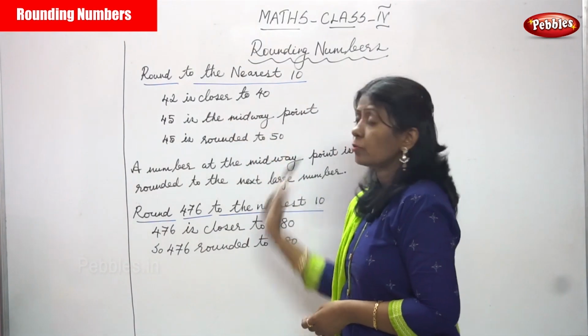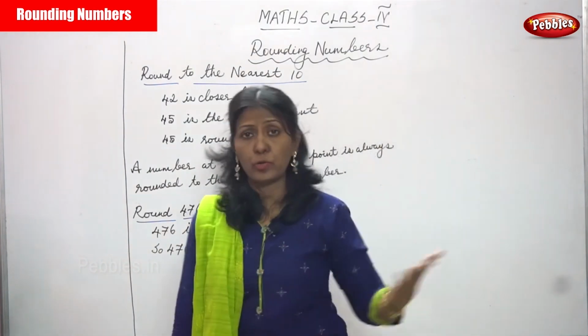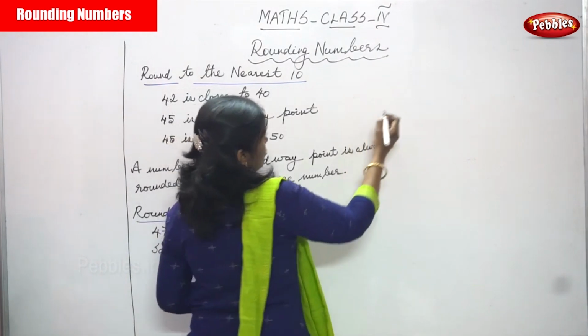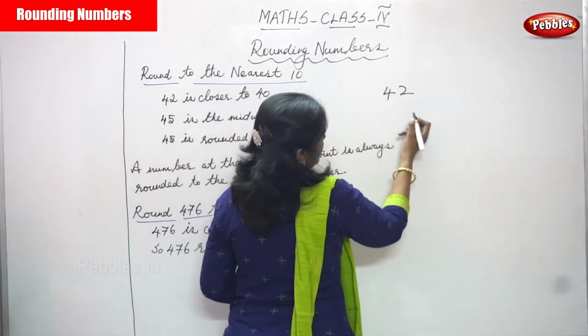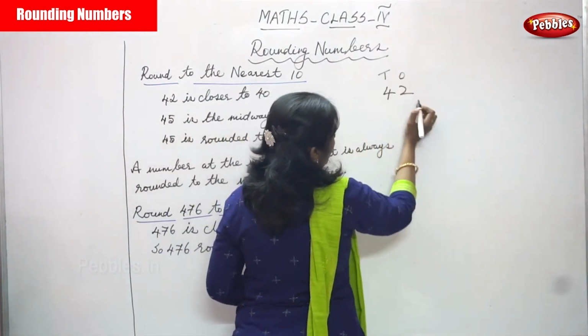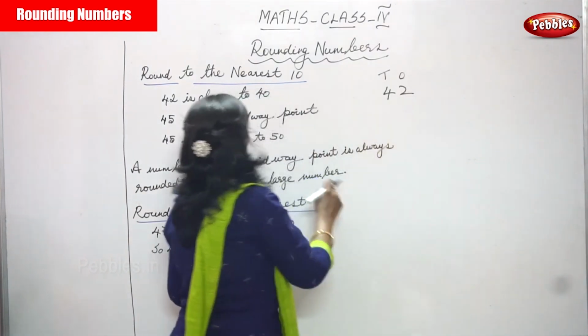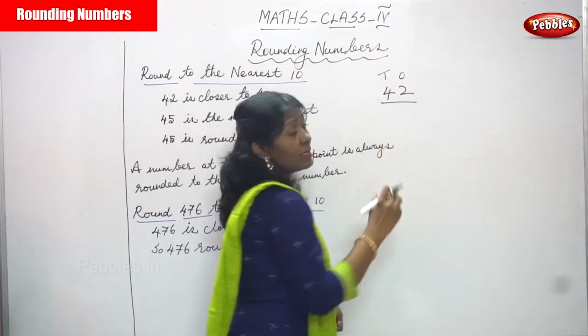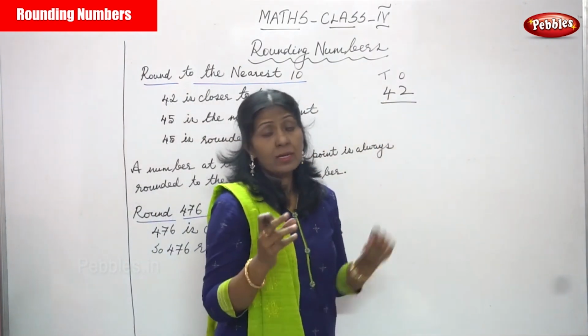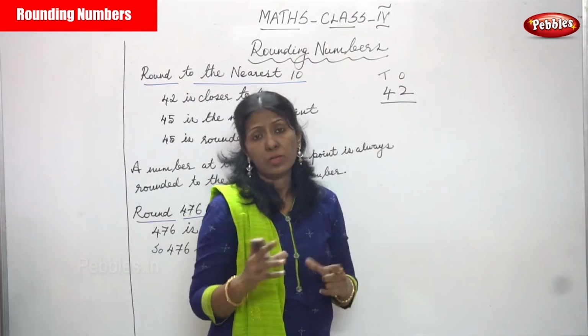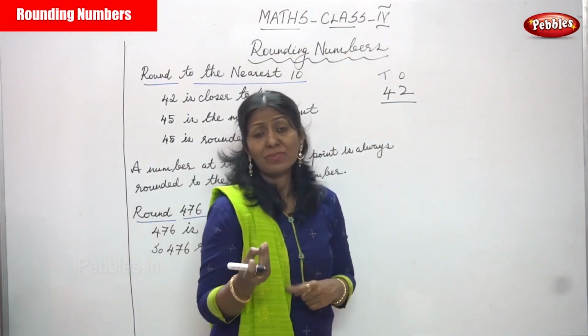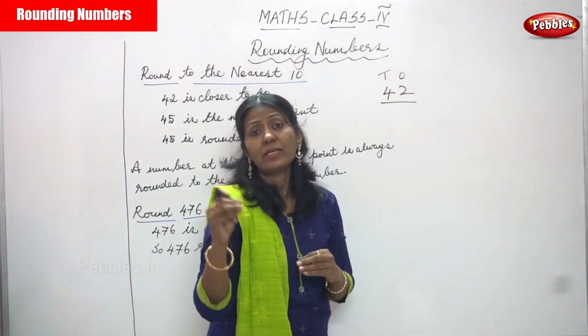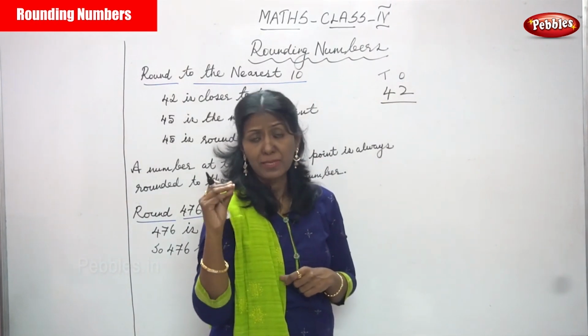42 is closer to 40. The answer to this question is also given. Look at the number, it is 42. This is ones and this is tens. So you have to round to the nearest 10. You have to make this number the nearest 10, and form it as a rounded number. A rounded number means the ending digit is 0. The ending number must be 0.